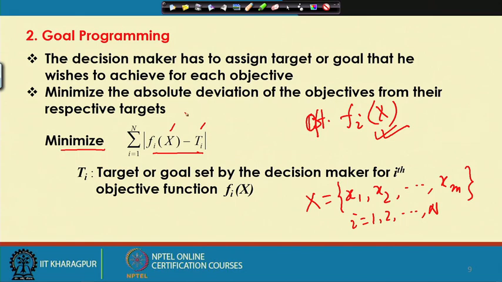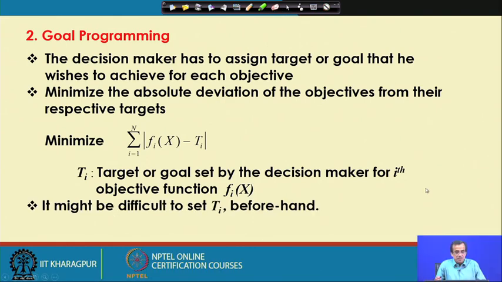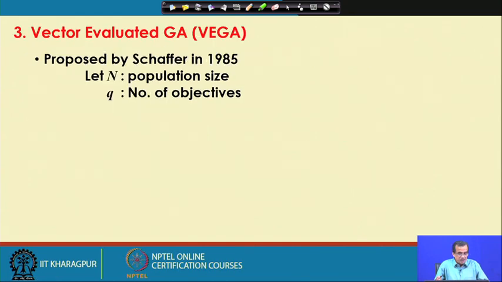Once these targets are set, we can use goal programming to solve this type of multi-objective optimization problem. This is how to use the principle of goal programming to solve the multi-objective optimization problem.